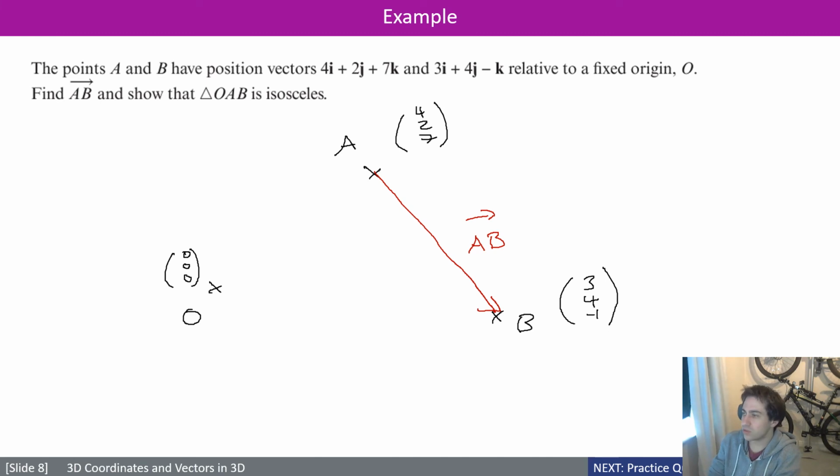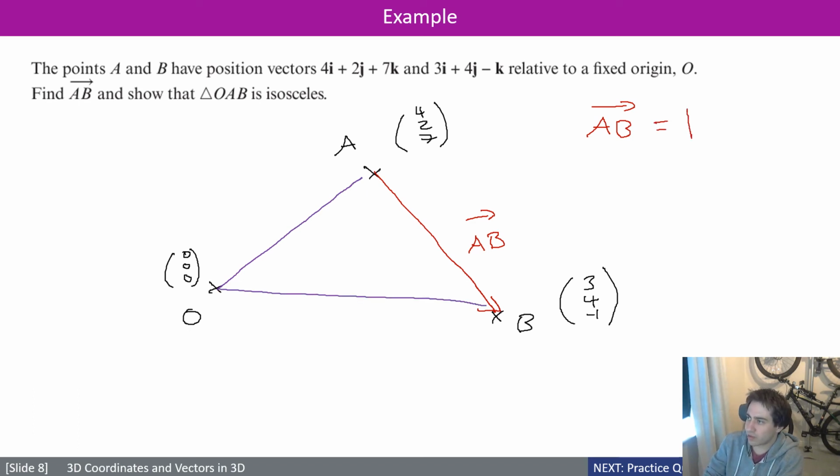So actually, let's just do that first. Let's find AB, because we're then going to show that this thing is isosceles. So AB, if we go back to the 2D logic, let's just put these other lines in here. We should know at this point that AB is the same thing as OB minus OA. Don't know why I've put magnitude there. Let's get rid of that.